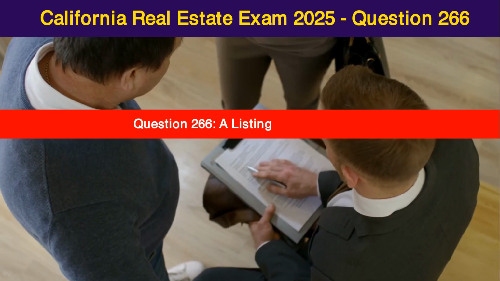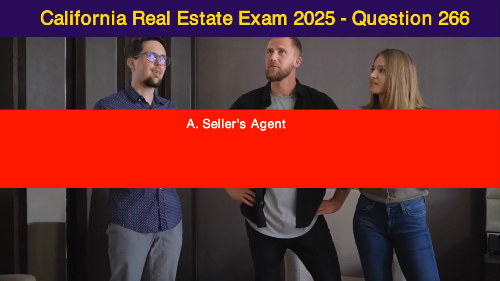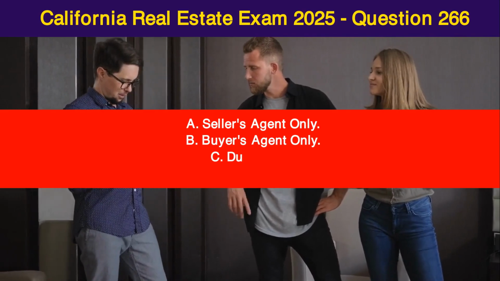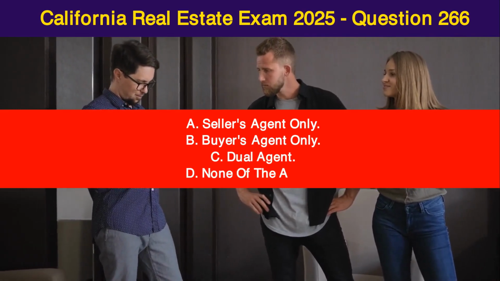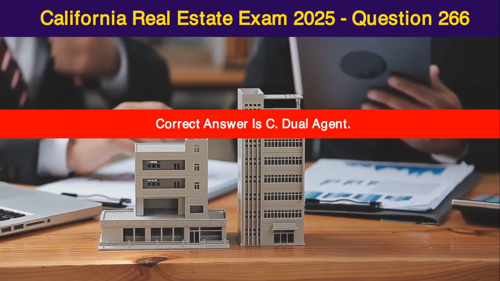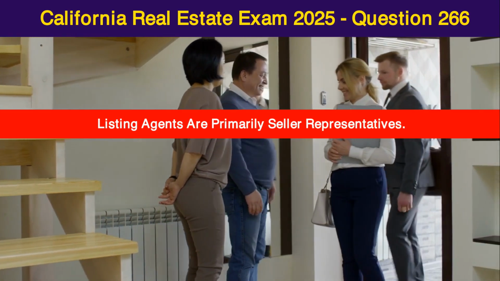Question 266. A listing agent can be a seller's agent only, B. Buyer's agent only, C. Dual agent, D. None of the above. Correct answer is C. Dual agent. Listing agents are primarily seller representatives.